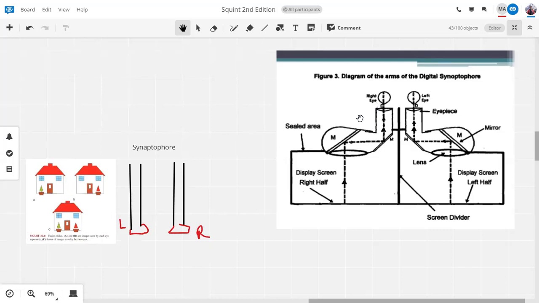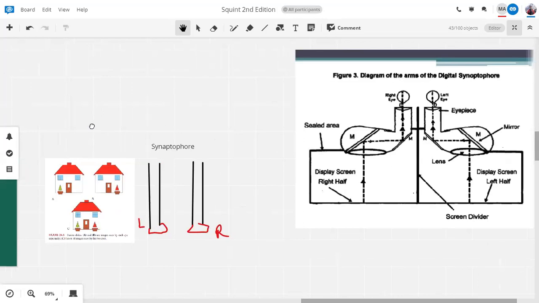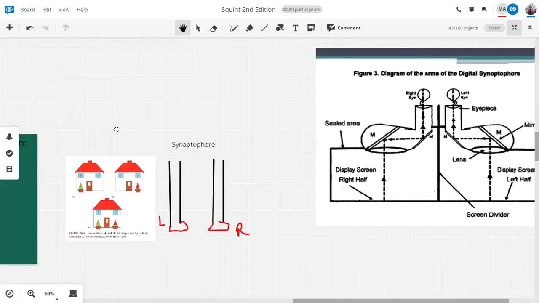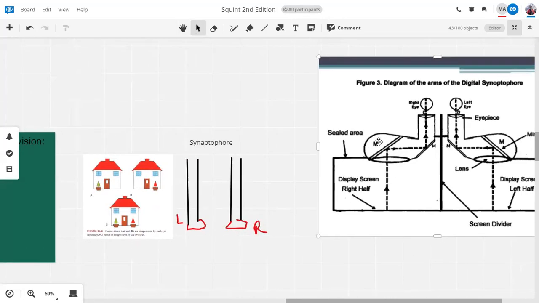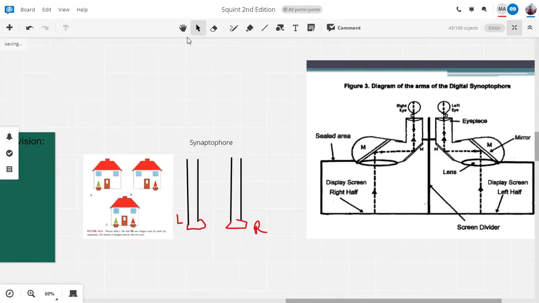The second important thing is, what if the patient is not able to combine these pictures? What can we do using the synaptophore? We can train him using the synaptophore so that his binocular vision develops. So the synaptophore is important in two senses. Number one, it assesses binocular vision. Number two, it trains binocular vision. And this number two part is very important. How does it train binocular vision? What is this training called?